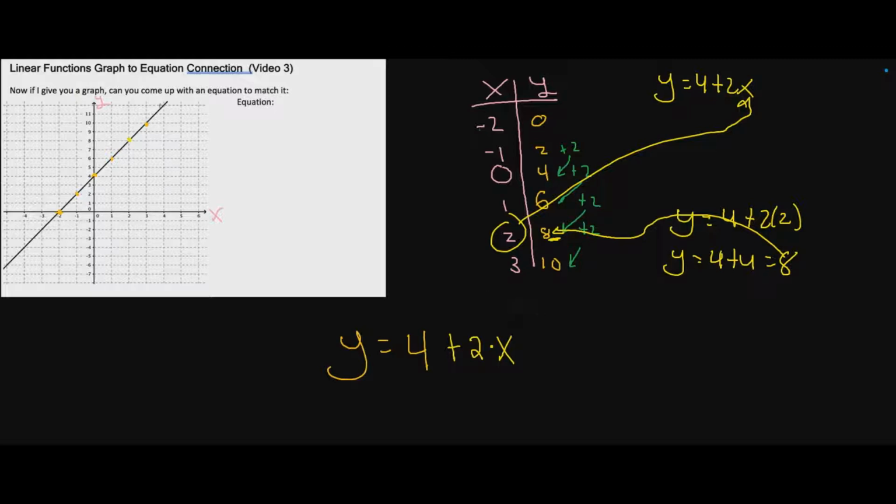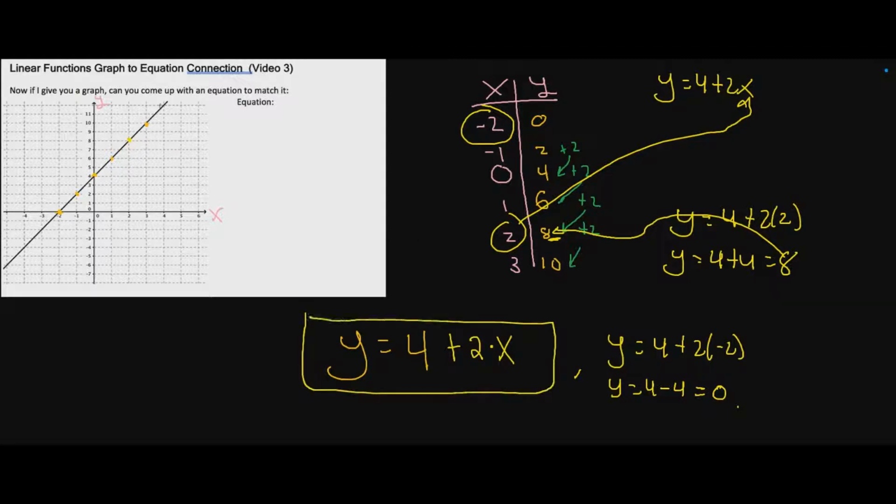And it works even if you plug these negative numbers in. Plug in -2 for x, and let's see if we get 0. So y is equal to 4 plus 2 times -2. If you use your calculator, 2 times -2 is -4. So what's 4 minus 4? We get 0. And that's exactly what we got there. So notice how we just made a quick table, and then it helped us to get this equation here, 4 plus 2x.